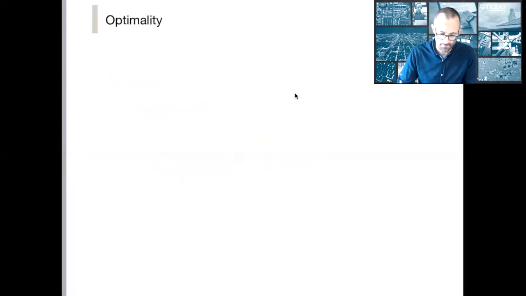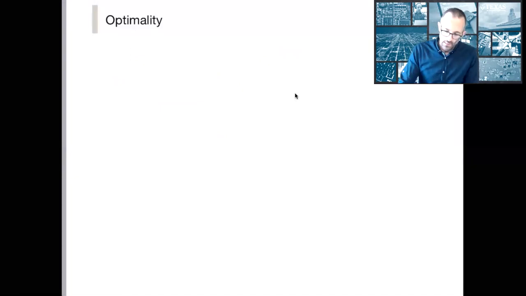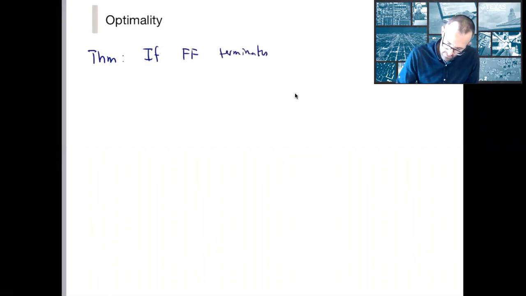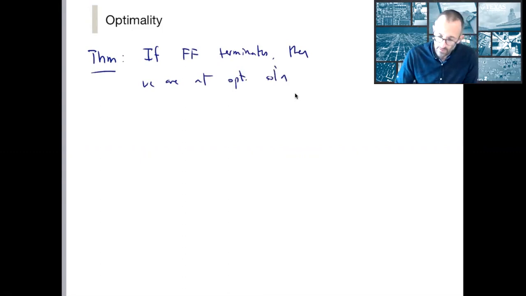We're almost done. The key theorem tells us that if this labeling algorithm terminates, then we're at an optimal point. So if the Ford Fulkerson labeling algorithm terminates, then we are at an optimal solution. And let's just quickly say this, and then we will stop for the day and pick it up next time. The proof of this is the reason that I introduced max flow min cut duality.